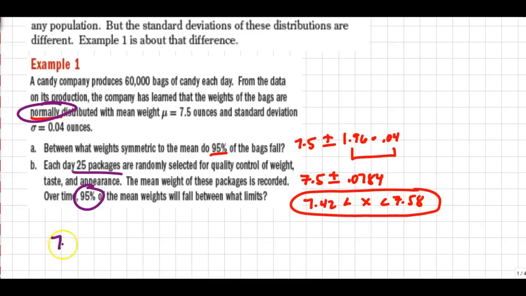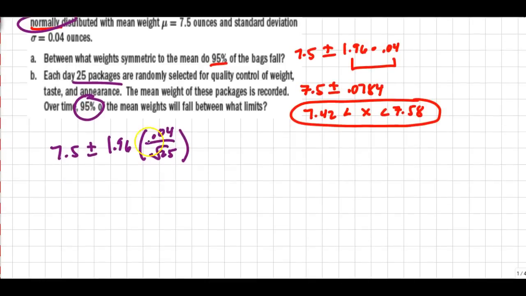So we're going to do the same calculation, but now when we do plus minus the 1.96, it's not going to be times 0.04. It's going to be times 0.04 divided by the square root of 25. So the confidence interval changes because now it's a sample size. When you calculate the multiplication along with the division, you get 0.01568. So we're going to be plus and minus the mean to that number.